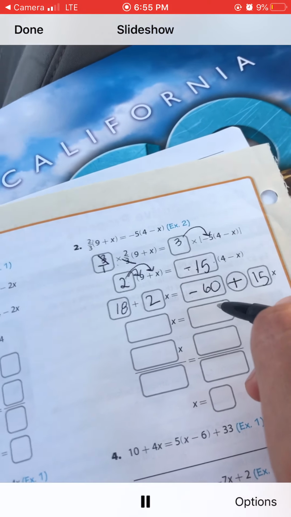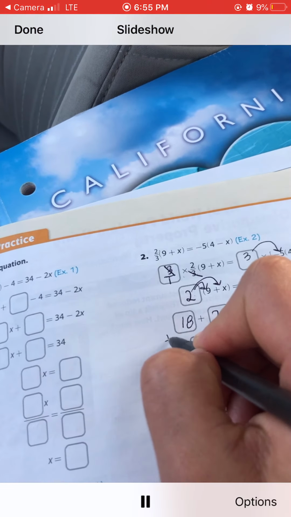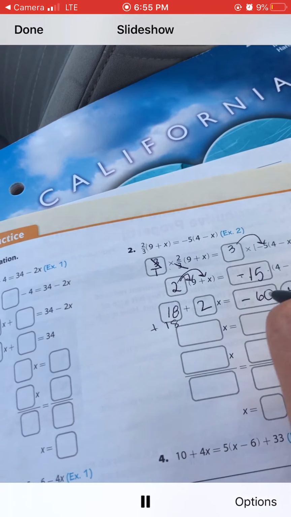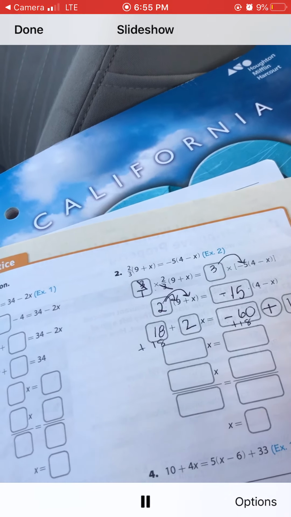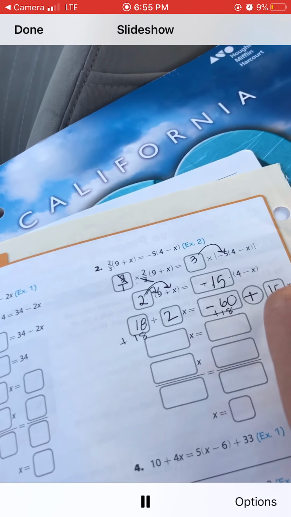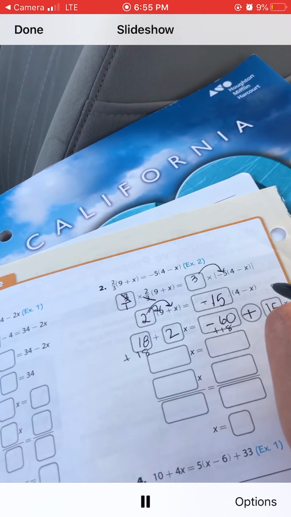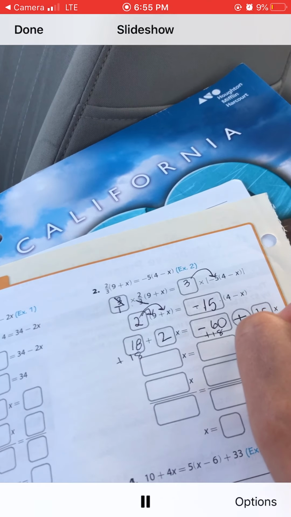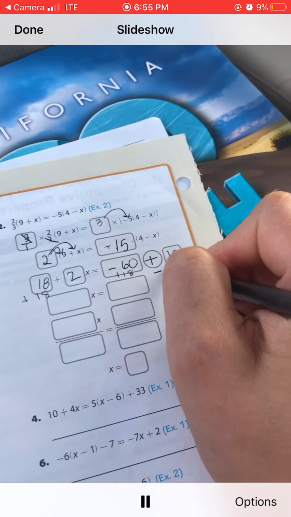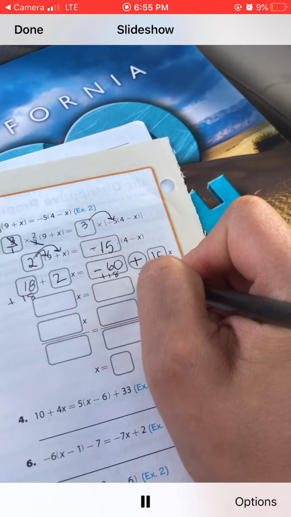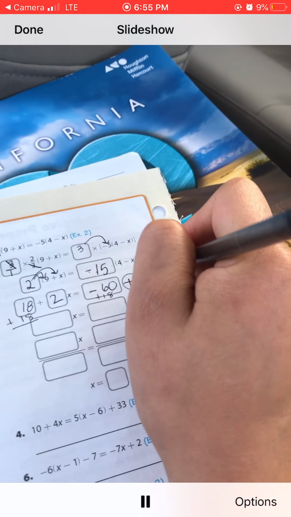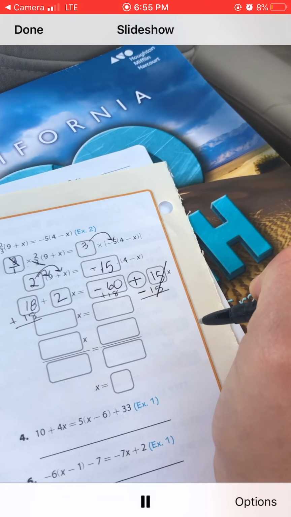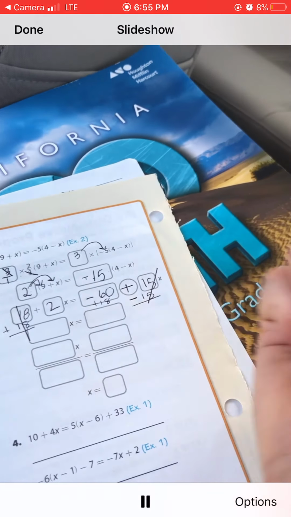So now what we do is add this 18 on both sides, and we will be subtracting this 15 on both sides. So we're canceling 2 at a time. Canceling the 15s, canceling the 18s.